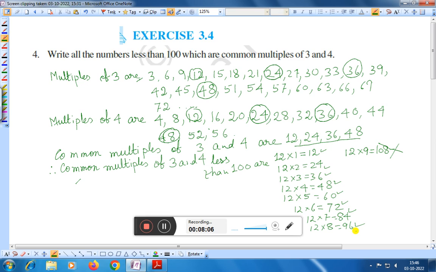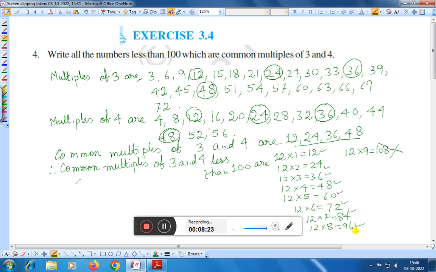the question number 4. First of all, what you have to write? You have to write the multiples of 3 and then multiples of 4, and we are getting the common multiples of 3 and 4 as 12, 24, 36, and 48. Then we are getting a pattern. What is the pattern? We are getting the table of 12.